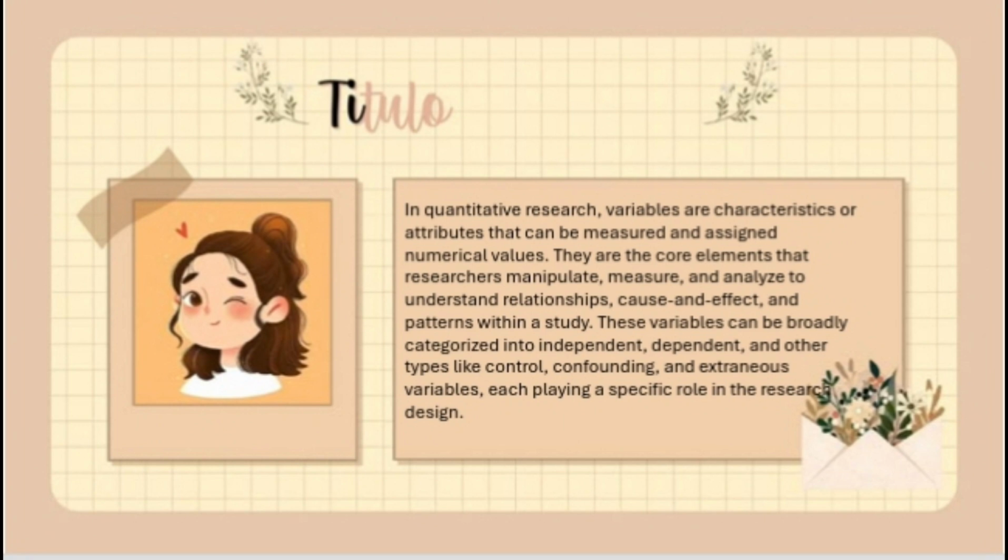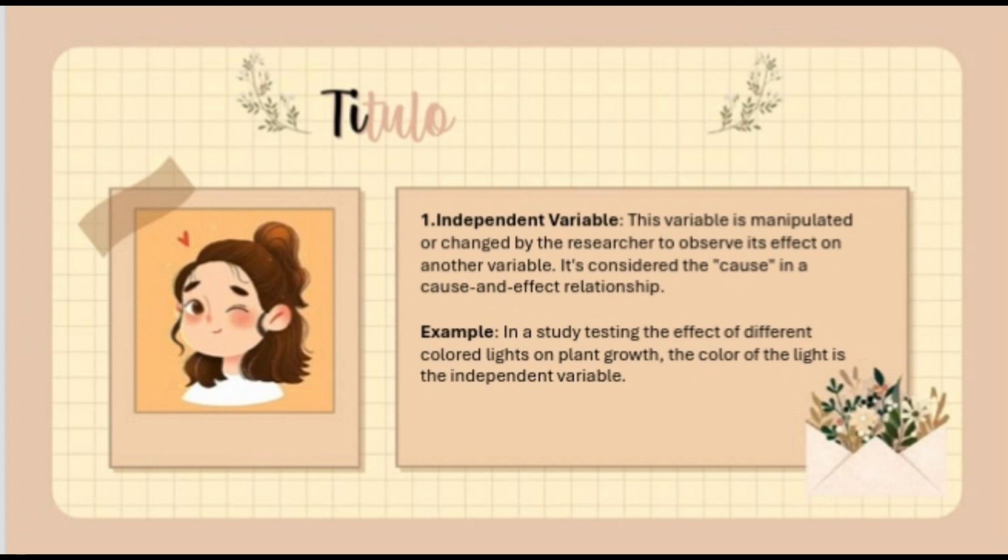Here's a breakdown of common variable types in quantitative research. First, we have the independent variable. This variable is manipulated or changed by the researcher to observe its effect on another variable. It's considered the cause in a cause and effect relationship. Example: in a study testing the effect of different color lights on plant growth, the color of the light is the independent variable.